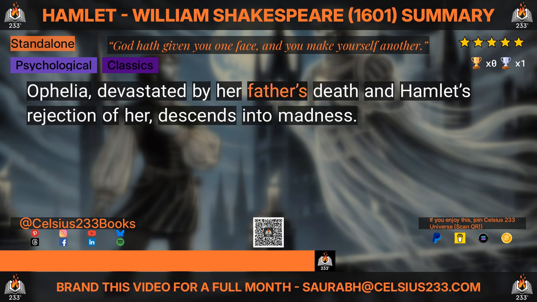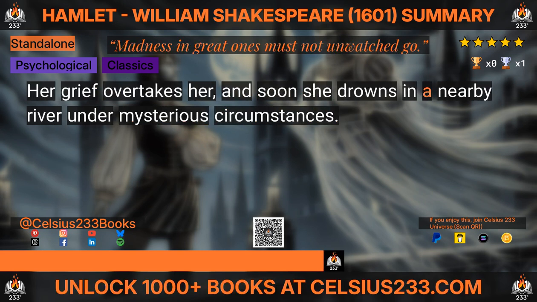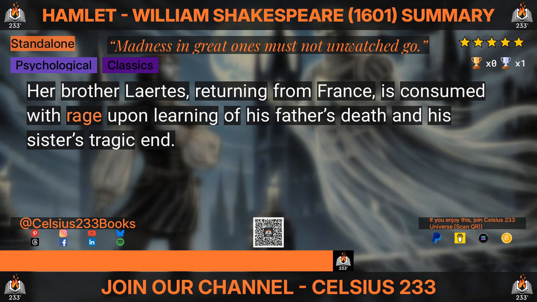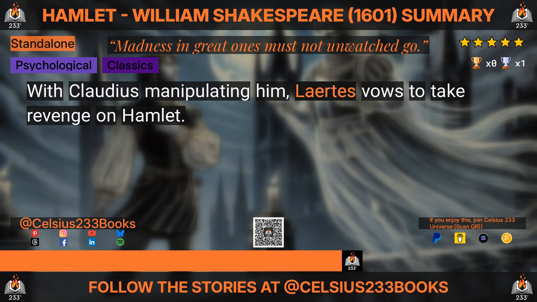Ophelia, devastated by her father's death and Hamlet's rejection of her, descends into madness. Her grief overtakes her, and soon she drowns in a nearby river under mysterious circumstances. Her brother Laertes, returning from France, is consumed with rage upon learning of his father's death and his sister's tragic end. With Claudius manipulating him, Laertes vows to take revenge on Hamlet.